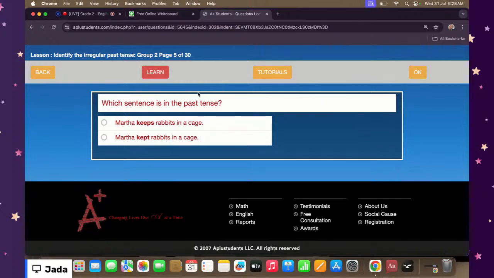Which sentence is in the past? Martha keeps rabbits in a cage. Martha kept rabbits in a cage. Now, which of them? Keep is in the present, and kept is in the past. So, I kept it yesterday. It's already in the past. Okay?